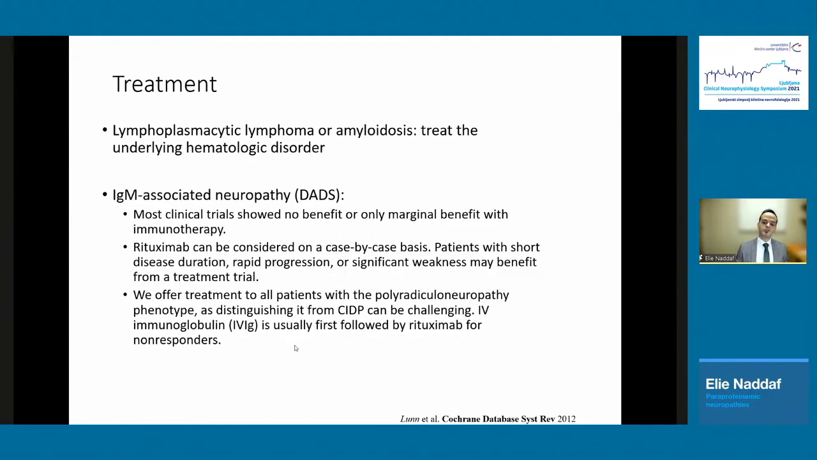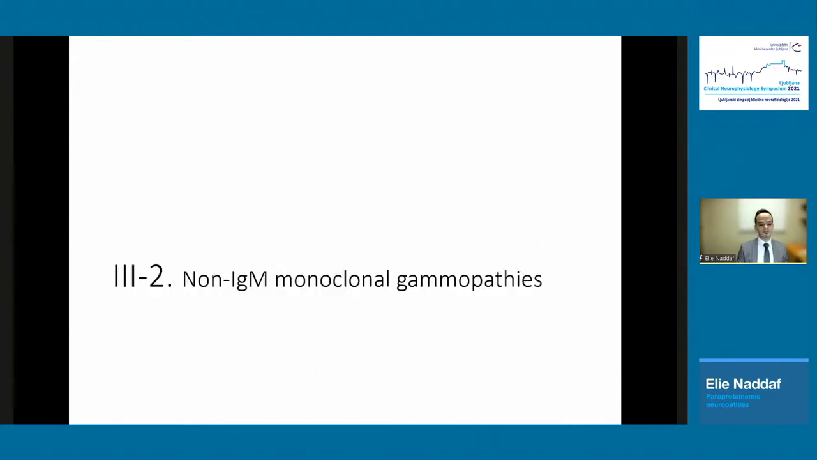We didn't go into the different phenotypes, but there's a group of IgM neuropathy that presents just like CIDP with diffuse weakness, and it would be quite difficult to say why this is not CIDP. So in those patients, we usually also try IVIG first, and then if they are treatment refractory, we may consider rituximab. But again, this is all anecdotal. If you go evidence-based, they do not respond, except for the CIDP phenotype. All right, so that was the IgM.